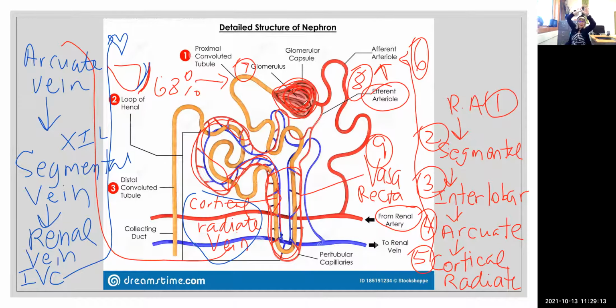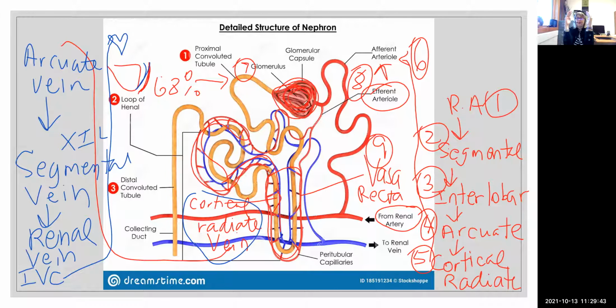And then we spread our rays of sunshine, that's cortical radiate. And then cortical radiate is finally going to come in, kind of like curvy in, and that's afferent arteriole. And then we're going to have a ball of capillaries, that's the glomerulus. Then the blood exits, again, very curvy out, efferent. And then we have the vasa recta, which is around the loop of Henle.